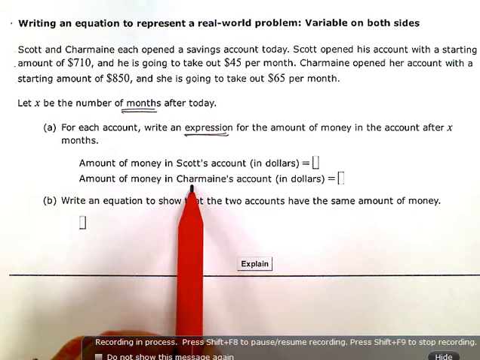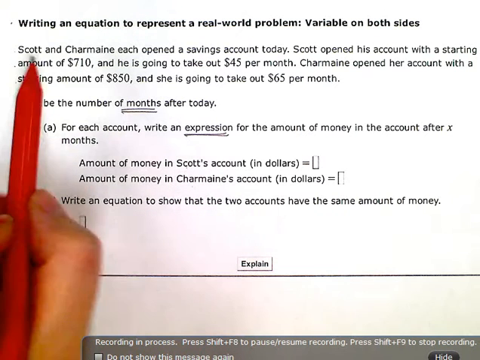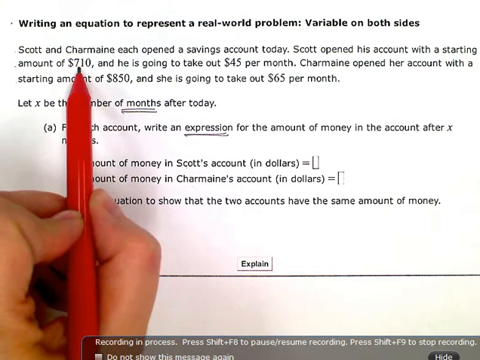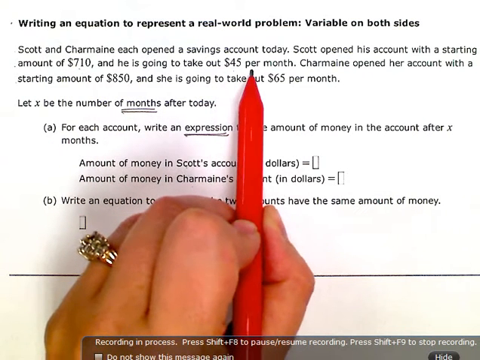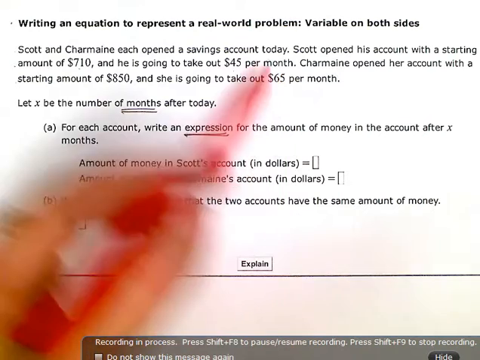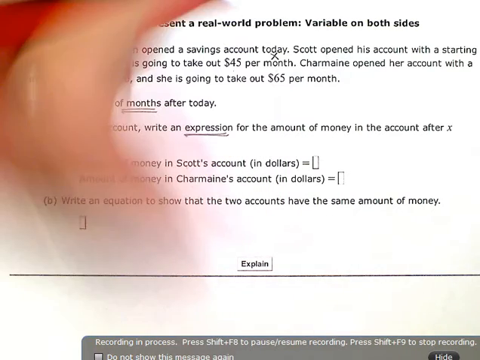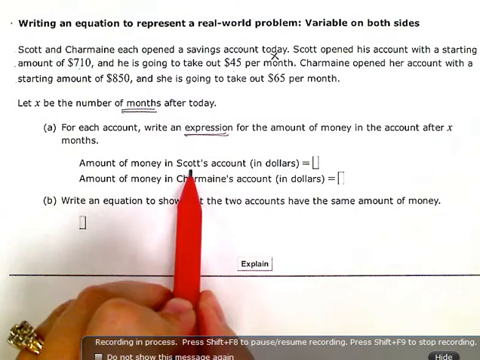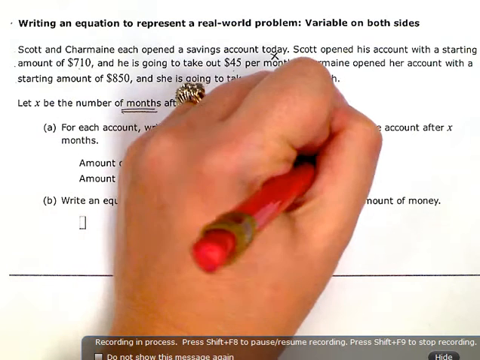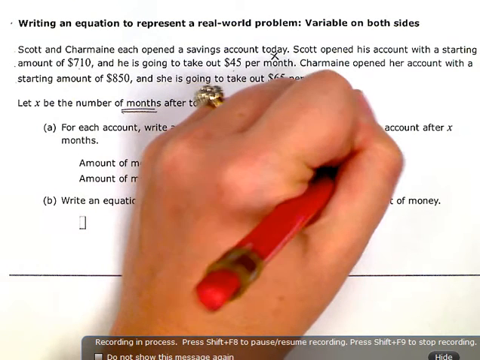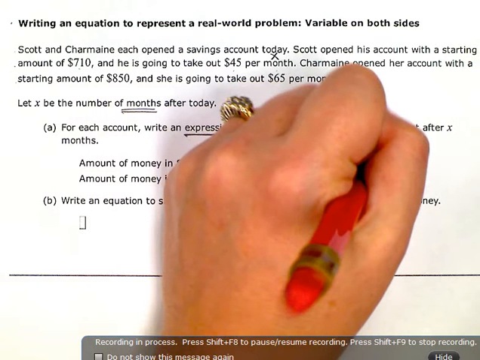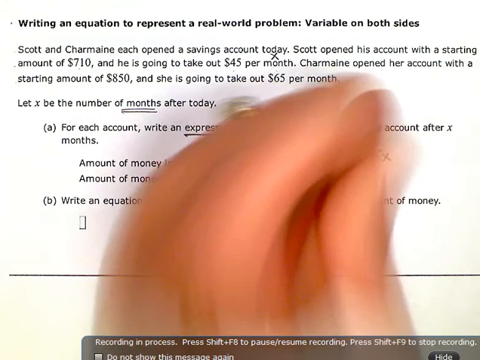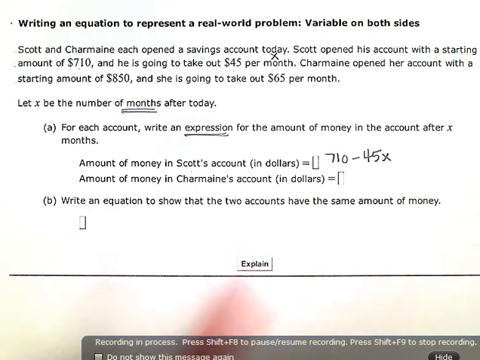So if I look up here for Scott, it says he started with $710 and he's going to take out $45 per month. That's my X, right? The variable right there. So the expression to represent Scott's account is start at 710 and take out, or subtract, $45 every month. We're using X to represent the months, remember.